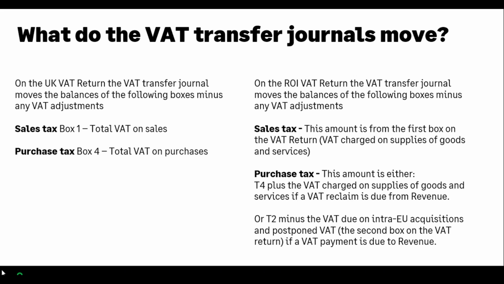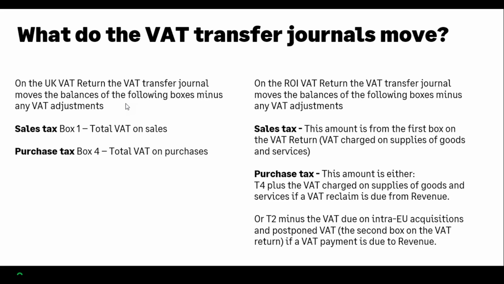Back to the slides. What do the VAT transfer journals move? Sales tax, the amount from the first box goes on the VAT return. Purchase tax, this is the amount either that you would owe, if that makes sense. So on the UK VAT return, the VAT transfer journal moves the balances of the following boxes minus any VAT adjustments. So depending on where you are, box 1, box 4.